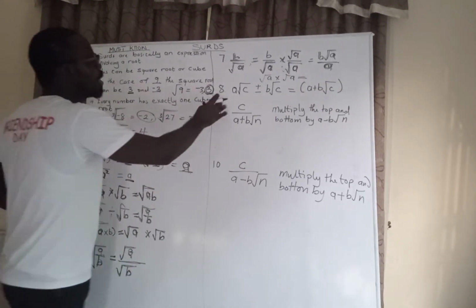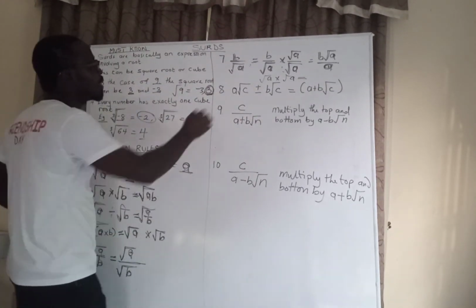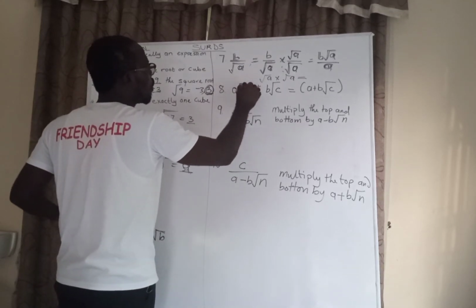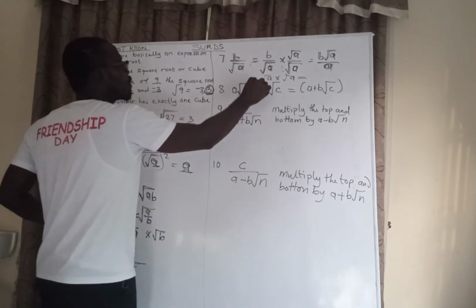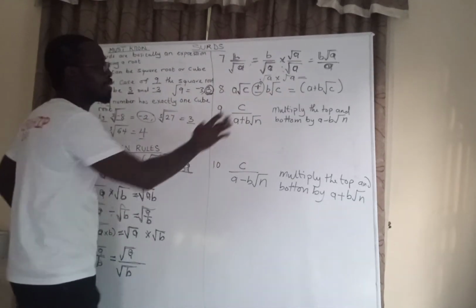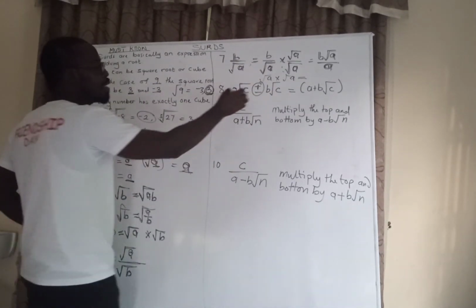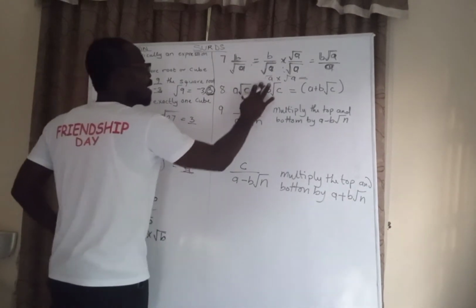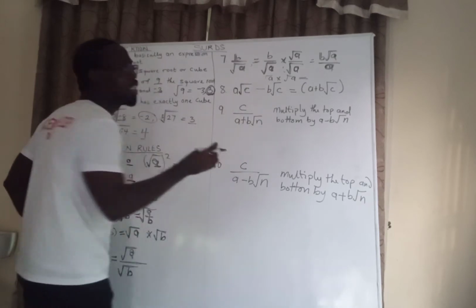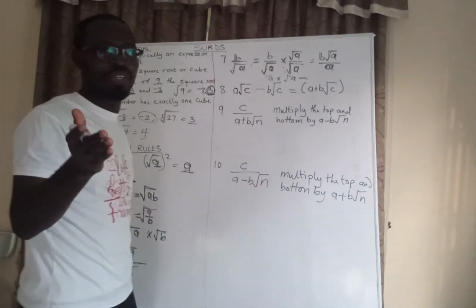All right, then we come to this place which says a times the square root of c, plus or minus. The plus or minus here is telling us that the expression can be plus in one case and minus in another, depending on what your teacher is asking from you.